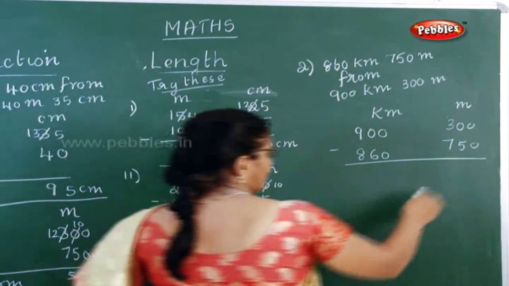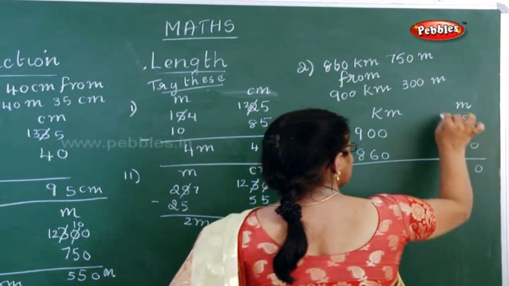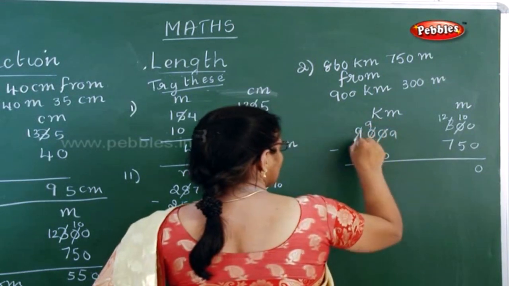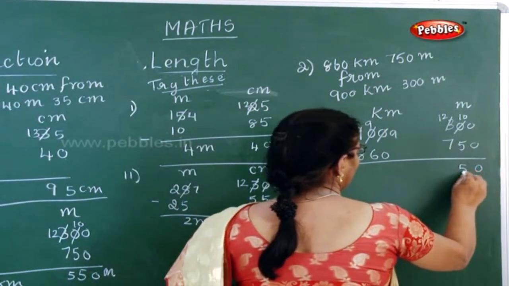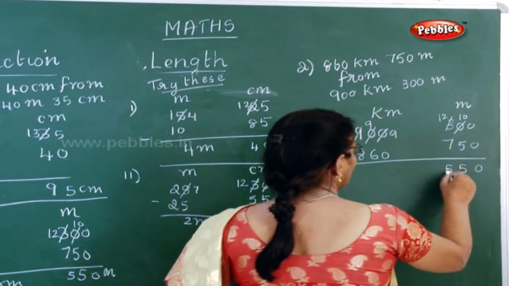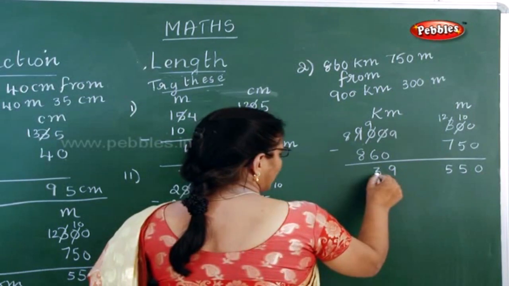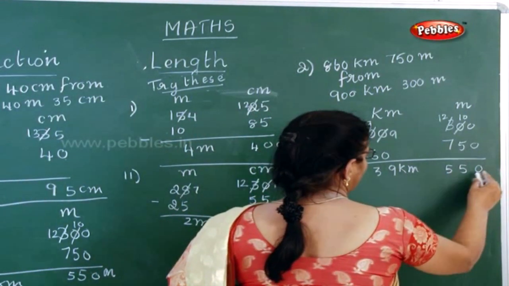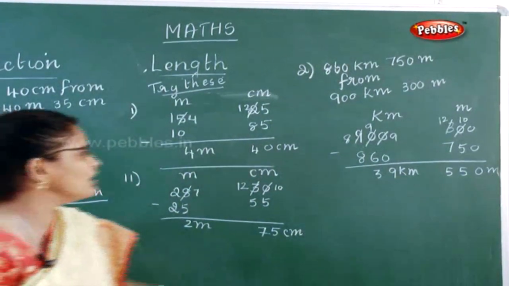Minus. So 0 minus 0 is 0. This will become 10 and this will become 12. This will become 9 and this will become 9. This will become 8. Now what is the answer? 10 minus 5 is 5. 12 minus 7 is 5. Now what is 9 minus 0? 9. 9 minus 6 is 3. 8 minus 8 is 0. So you will write 39 kilometer and 550 meter.